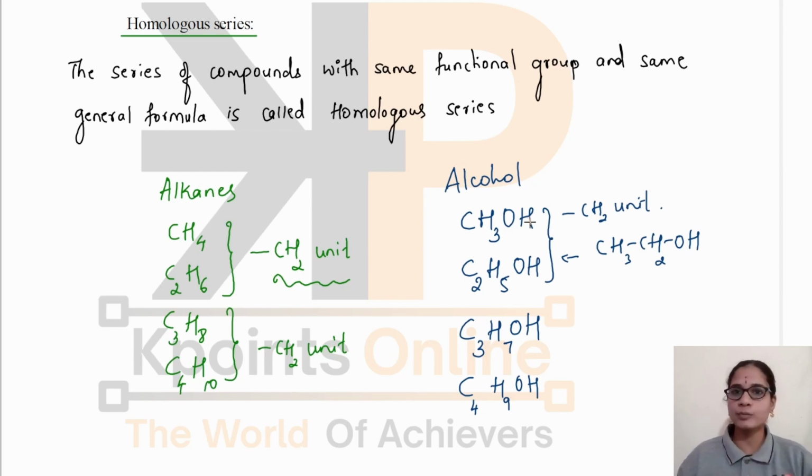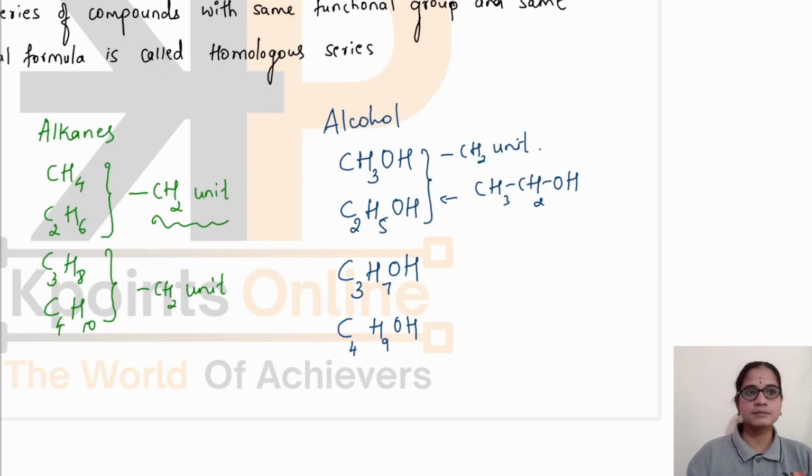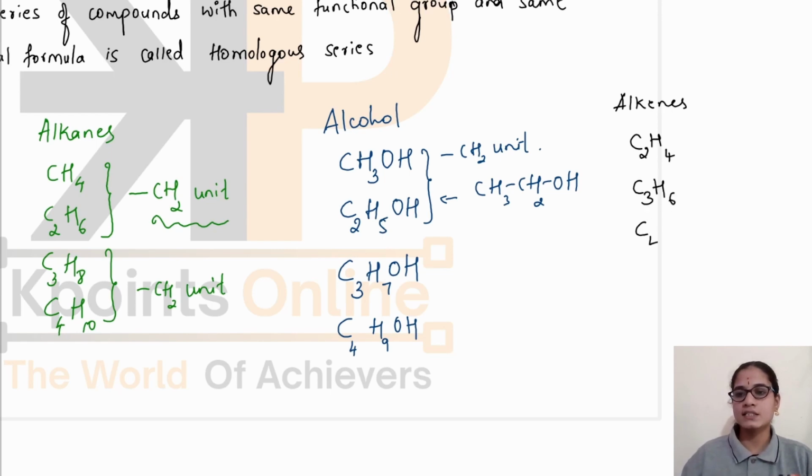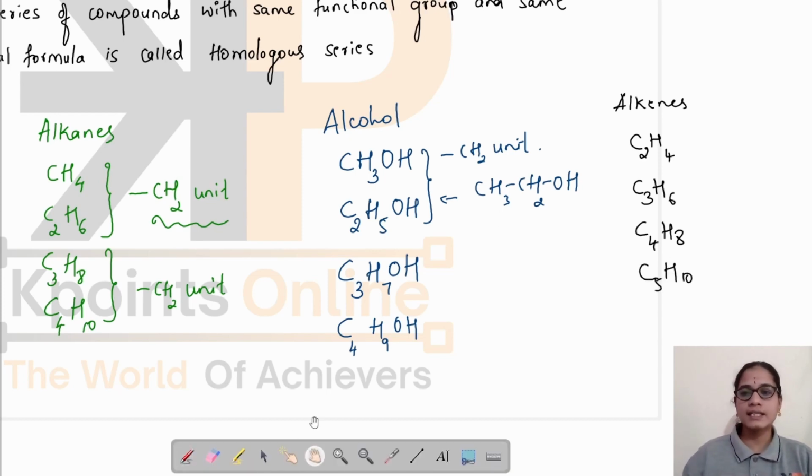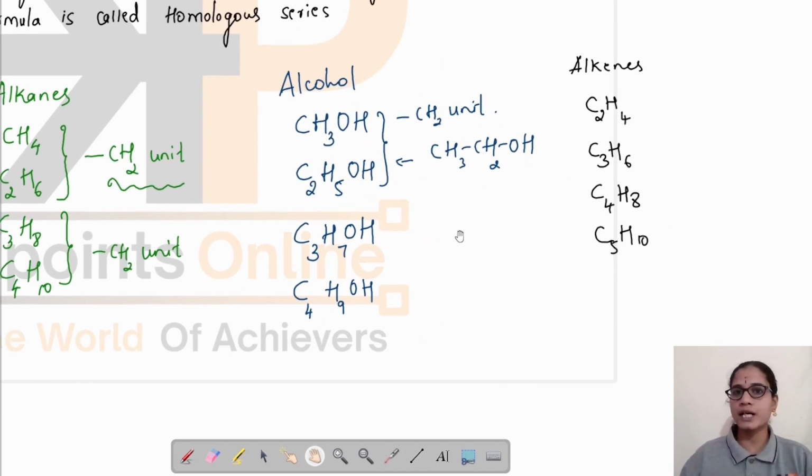You can take any homologous series and write their members. If you take alkenes, the members are C2H4, C3H6, C4H8, C5H10 in this way. They have the same functional group and the successive members differ in their molecular formula by a CH2 unit. This is all about the homologous series.